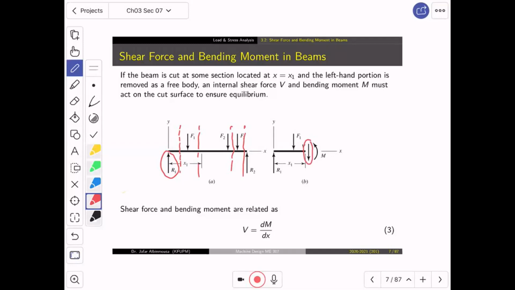The reactions, conventionally, ya shabab, if you start from left to the right, we assume that V acting downward is positive and moment acting counterclockwise is positive. Let's make it as a convention so we don't tire ourselves. We start cutting from the left and directly substitute V down and M counterclockwise. I want you to pay attention to something, ya akhwan.